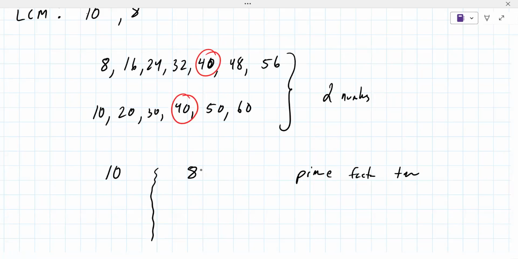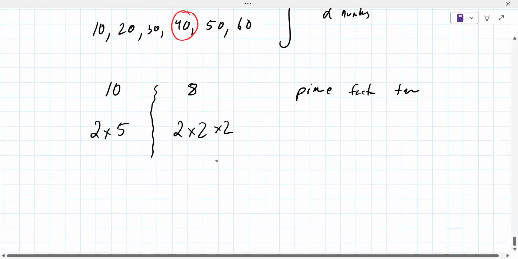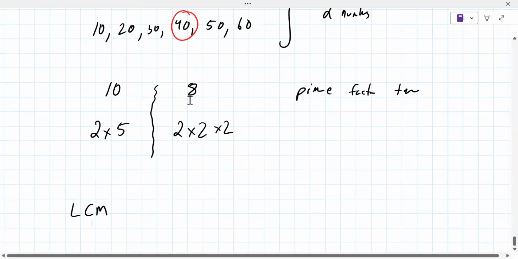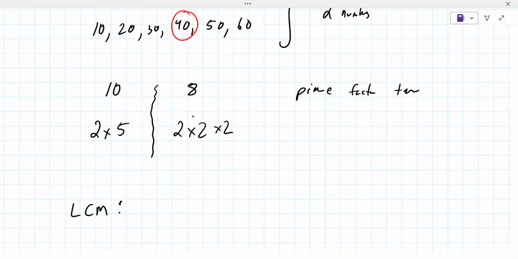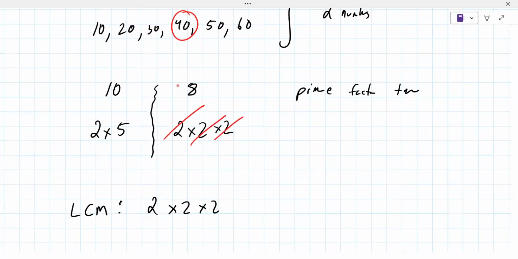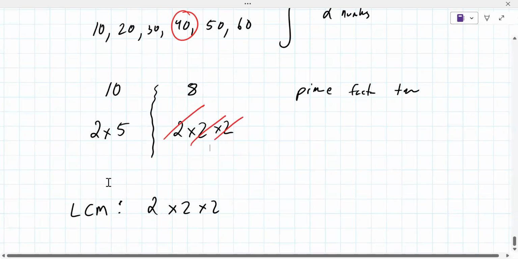So for 10, I got 2 times 5. And for 8, I got 2 times 2 times 2. All right. So to find the least common multiple, you generally start with the smaller number, okay? So you start with the smaller number, you say, okay, it's a 2 times a 2 times a 2. So you've consumed all of those, okay?